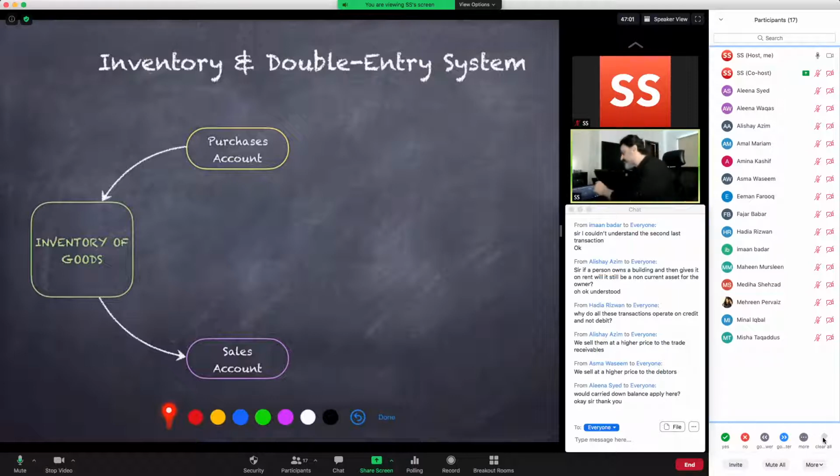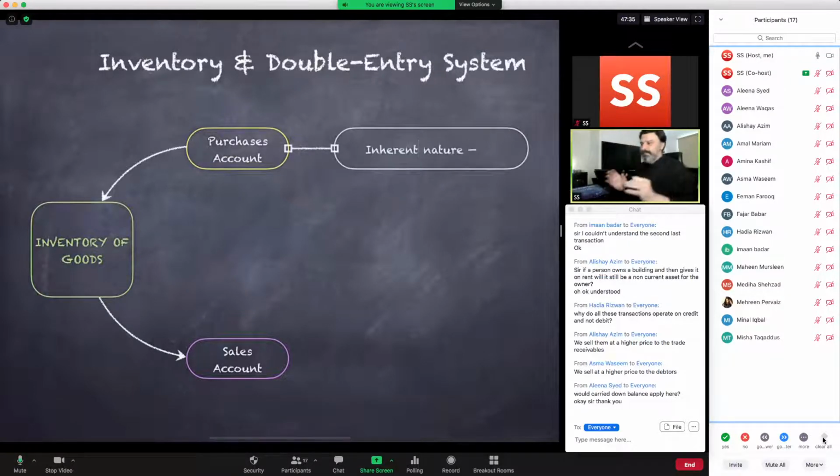So inventory movement, you can see these arrows over here. These arrows tell you about the movements of inventory. Every time you buy inventory of goods, your existing inventory of goods is going to increase. The asset of inventory of goods will increase. And every time you sell goods, your sales account is going to be debited or credited. We will discuss how we will do that. But your sales account is going to be debited or credited, and that actually causes your inventory of goods to go down, right?